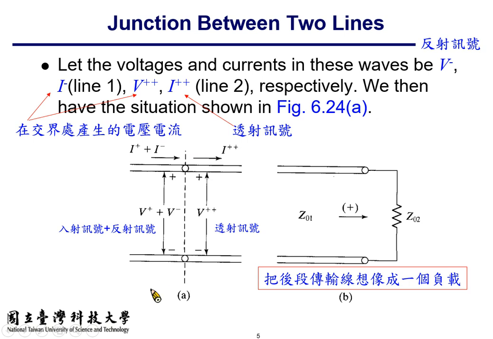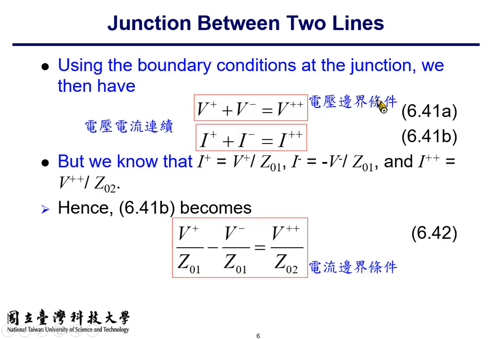Using these symbols, we can write up the boundary condition. The voltage on the two sides of the boundary needs to be continuous, the same. The currents on the two sides need to be the same. And the current signal can be replaced with the voltage signal and the characteristic impedance.